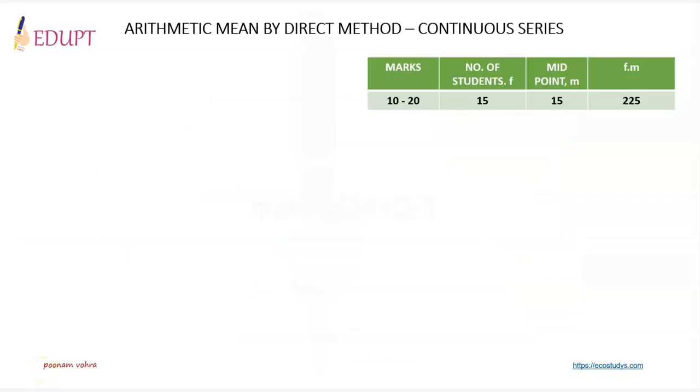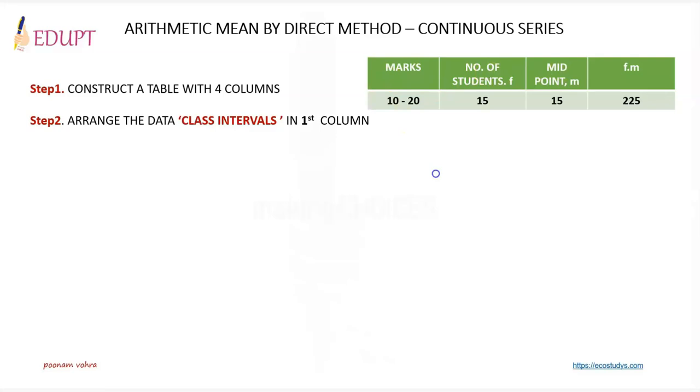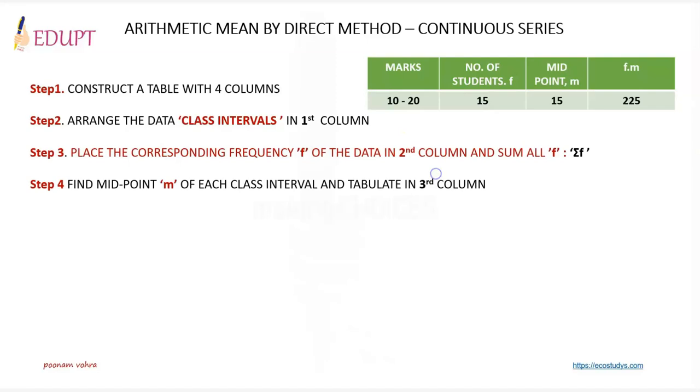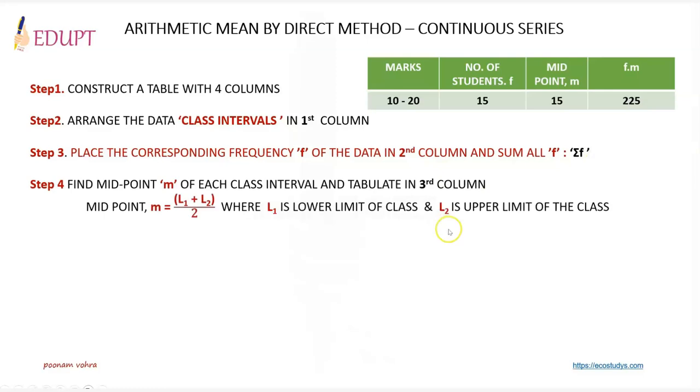Beginning with the direct method of finding arithmetic mean in continuous series, we need to first construct a table with the 4 columns as shown here. Arrange the data class intervals in the first column, then place the corresponding frequency in the second column and have its summation, sigma f. Find the midpoint of each class interval.